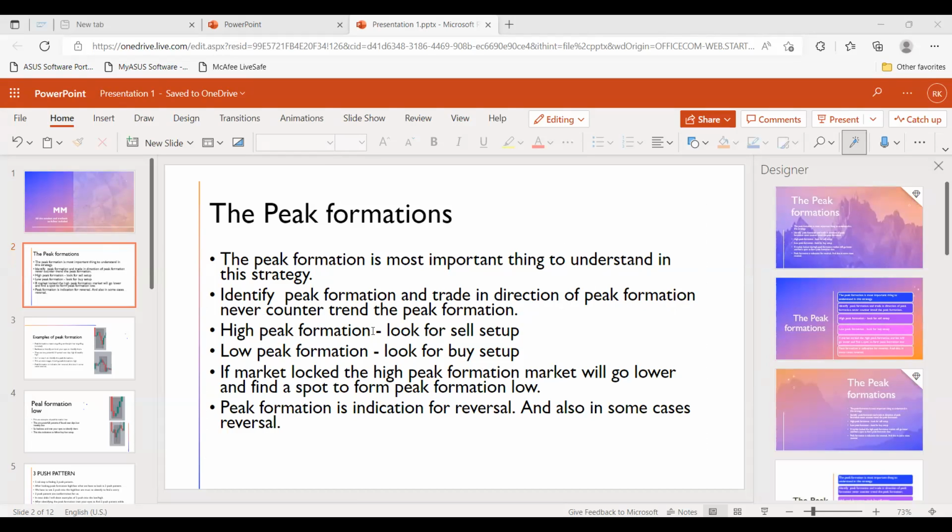High peak formation means we have to look for a sell setup. Low peak formation means we have to look for a buy setup, right? If the market locks a high peak formation, the market will go lower and find a spot to form a peak formation low, right?